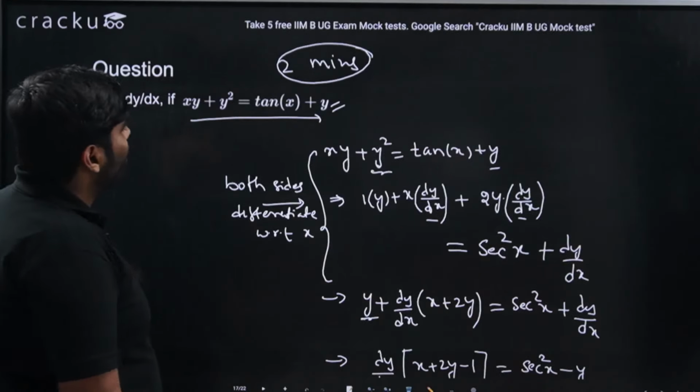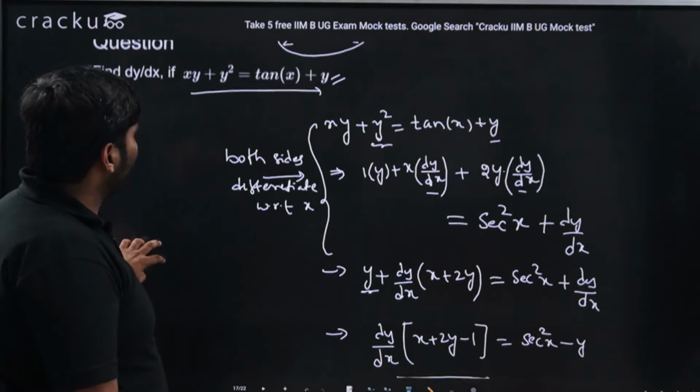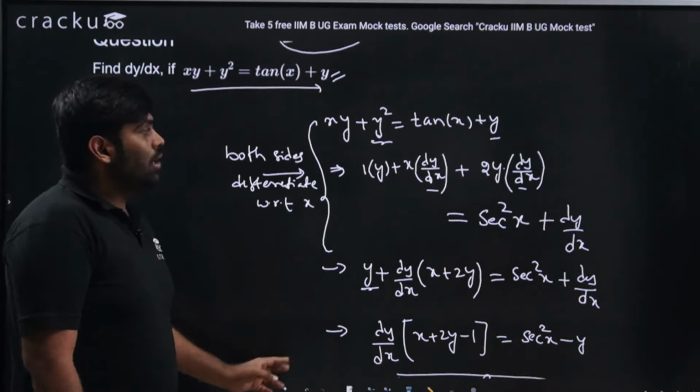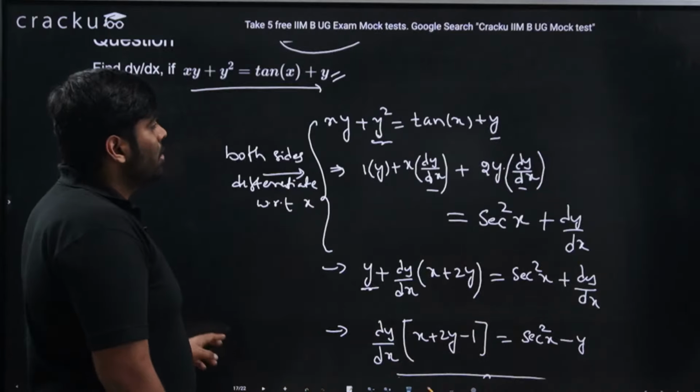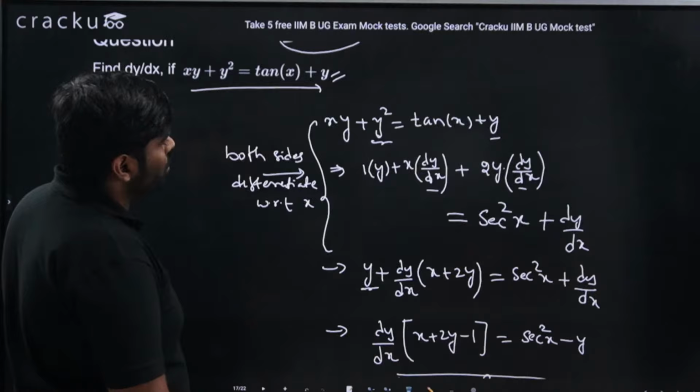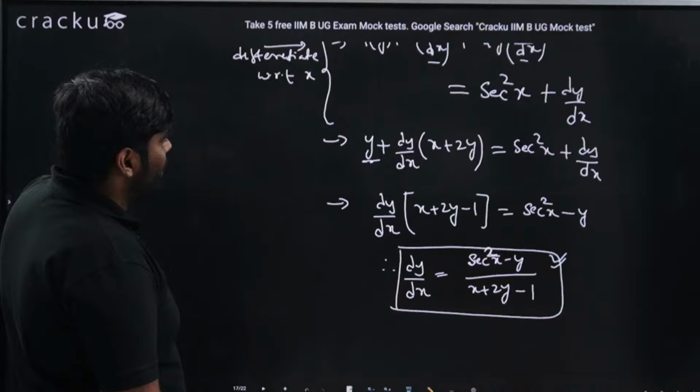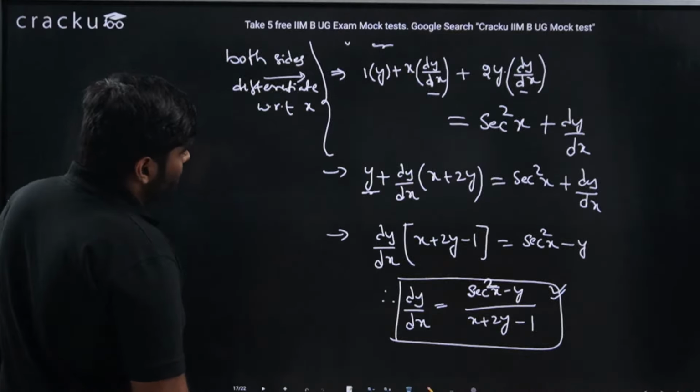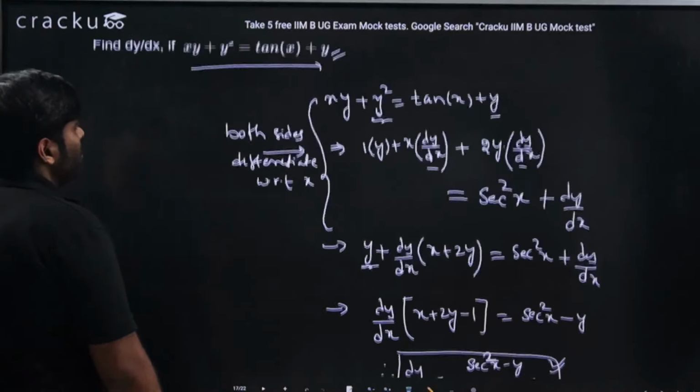Okay. So, xy plus y square is equal to tan(x plus y). Differentiating, we get x into dy by dx plus 2y into dy by dx is equal to secant square x plus dy by dx. So you would be getting dy by dx equals secant square x minus y by x plus 2y minus 1.